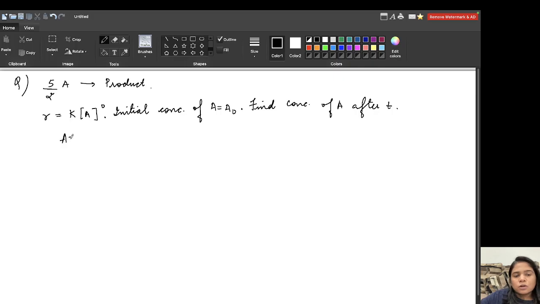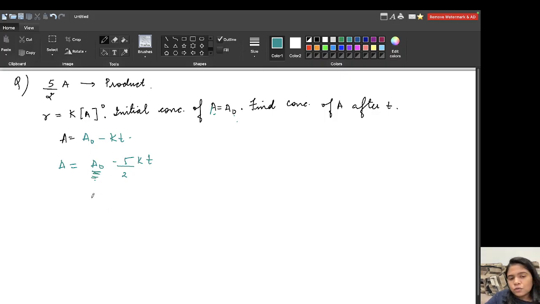A is equal to A naught minus KT. You know your K has become 5 by 2. So A is equal to A naught minus 5 by 2 KT. Initial concentration of A is A naught only. Yeah, that only we have done, right?